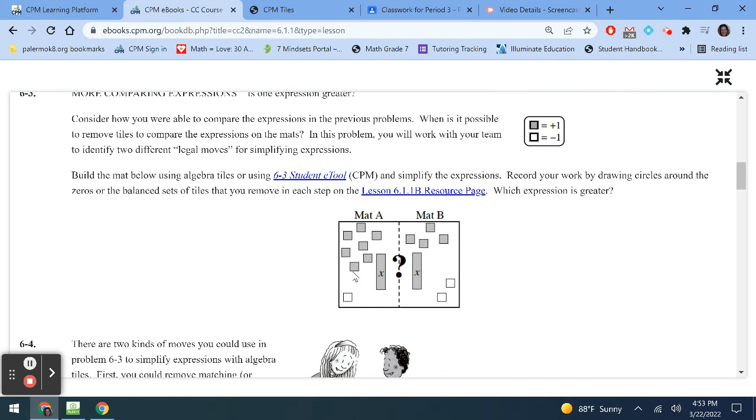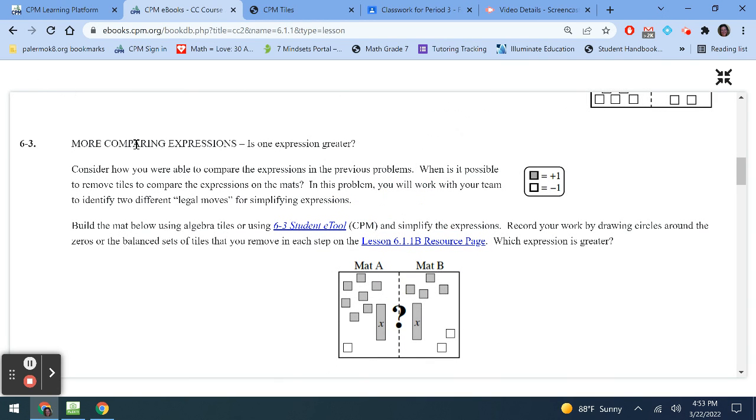So for 6-3, it says more comparing expressions: is one expression greater? Consider how you were able to compare the expressions on the previous problems. When is it possible to remove tiles to compare the expressions on the mats? In this problem, you're going to work with your team to identify two different legal moves for simplifying expressions.